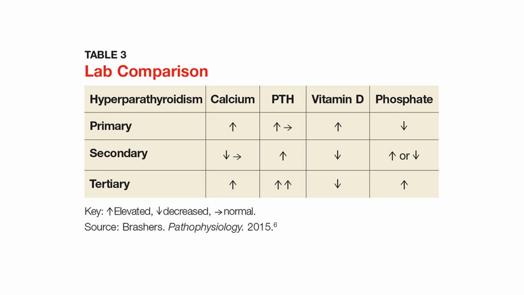This table shows laboratory data describing levels of calcium, parathyroid hormone, vitamin D, and phosphate in patients with hyperparathyroidism. So we have primary hyperparathyroidism, which is caused by parathyroid gland oversecretion of parathyroid hormone due to adenoma. In these cases, you will see increased calcium, increased or normal level of PTH, increased vitamin D, and decreased level of phosphate.